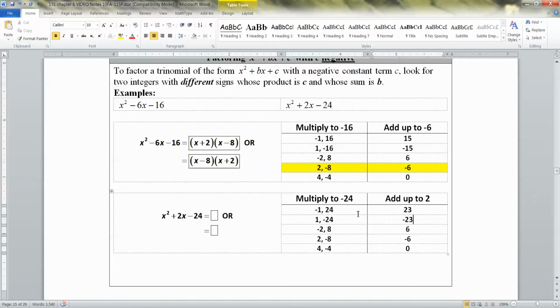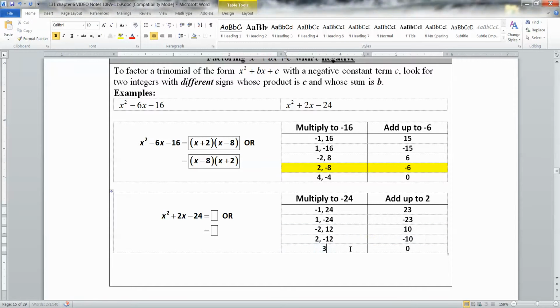And hopefully you're realizing you actually don't really have to check both of these, because once you know that one is positive 23, then you know the other one has to be negative 23, and neither one of them is useful for you. Then you could try negative 2 and positive 12. You're going to get 10. No good to you. Then you have 2 and negative 12. That would get you negative 10. See? So if you check one, you've kind of checked the other.